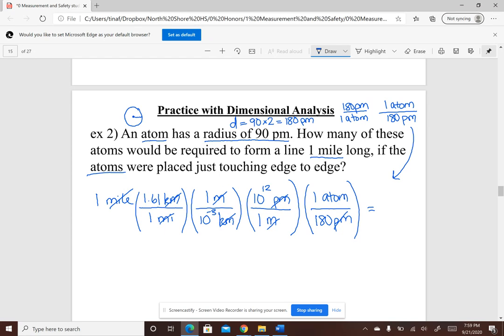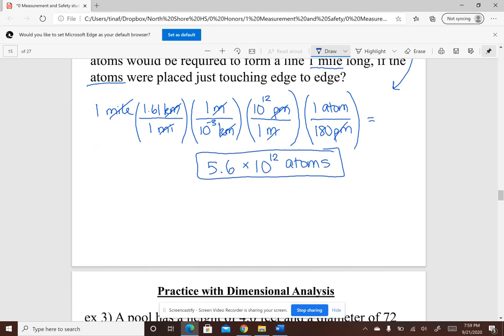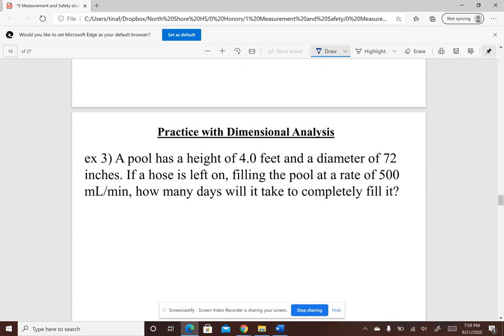And divide by 180 equals. And you should get 5.6 times 10 to the 12 atoms. And it makes sense, guys, that this is a really big number because atoms are really small. So to line them up for a mile, it's going to take a lot of atoms. Okay? All right, let's look at the next question.